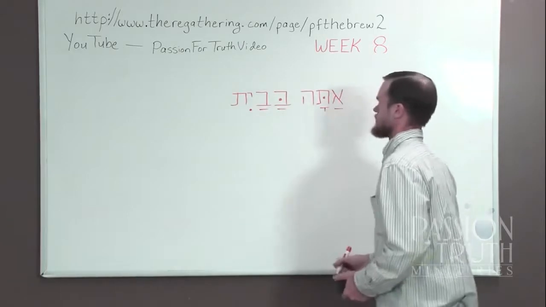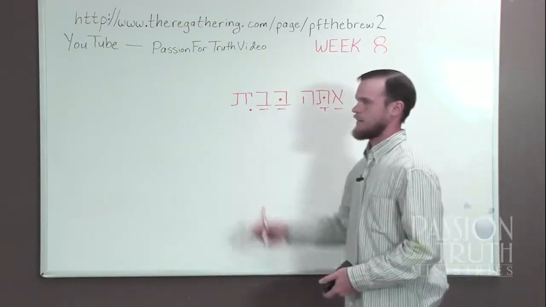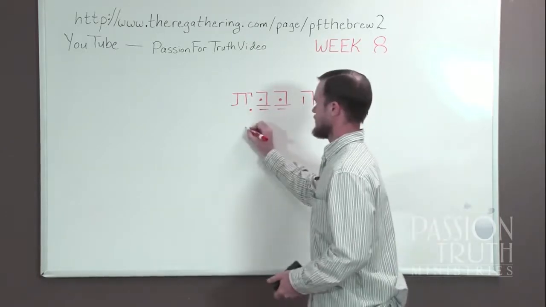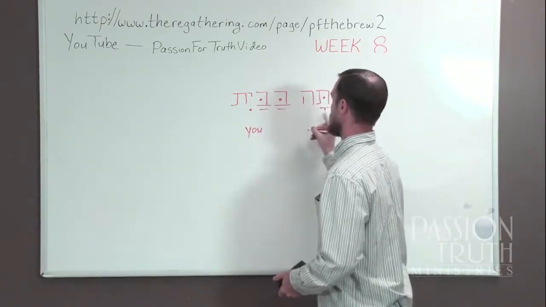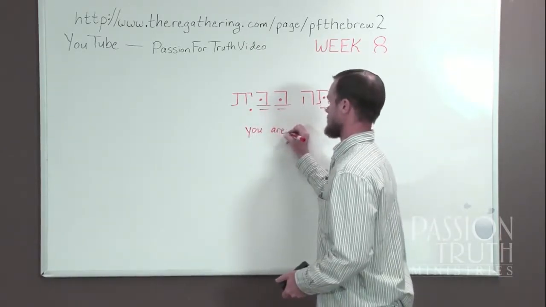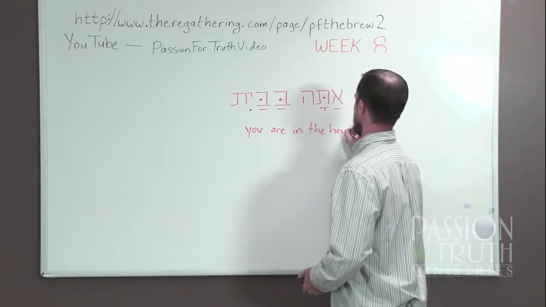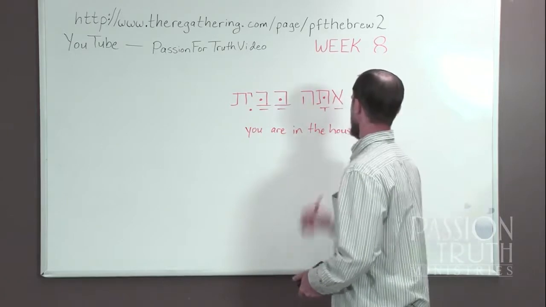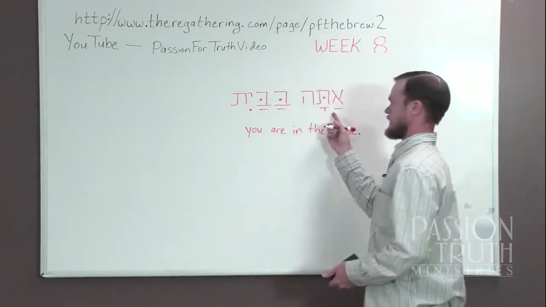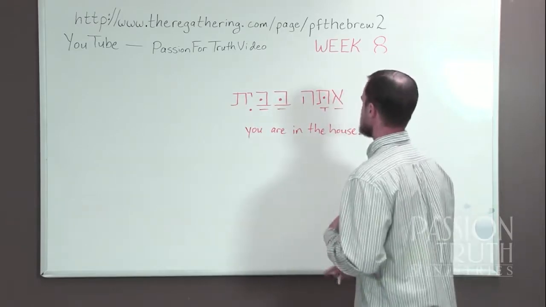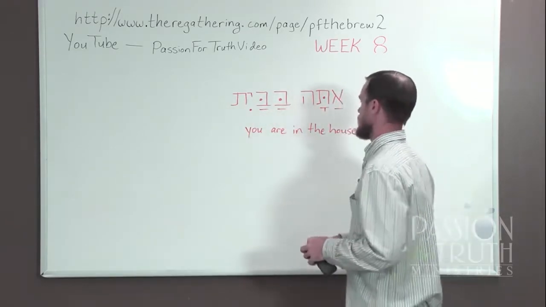Okay, this is a sentence. Ata babayit. Right, that's you. In the house. That's exactly right. You are in the house. And you is singular and masculine. So this is when I'm talking to one man. You are in the house.